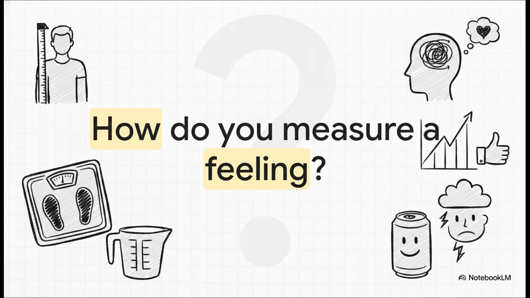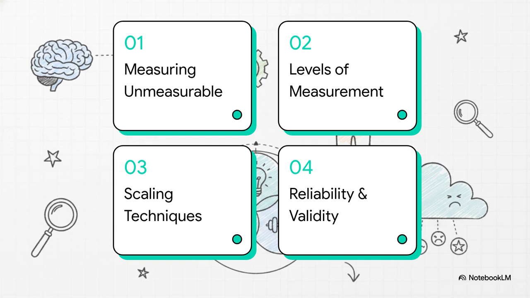How on earth do you put a hard number on someone's stress level, or accurately gauge brand loyalty, or even figure out exactly how much someone likes the taste of a new soda? Measuring these abstract constructs is a seriously complex challenge because, unlike height, we don't naturally have standard units for human opinions.